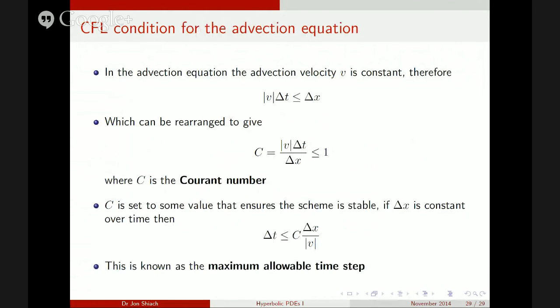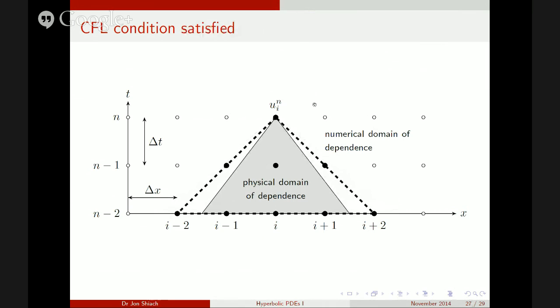Right, so how would we do that? Well, if we look at the advection equation, velocity is constant. It's set at the beginning and it never changes. So what we have is v times dt. That is the distance that our characteristic has moved over one time step. We've got to make sure that that distance is less than our delta x. If I go back to the one where it's satisfied, this is what we've got to ensure. From there to there, that horizontal distance has got to be less than our delta x.